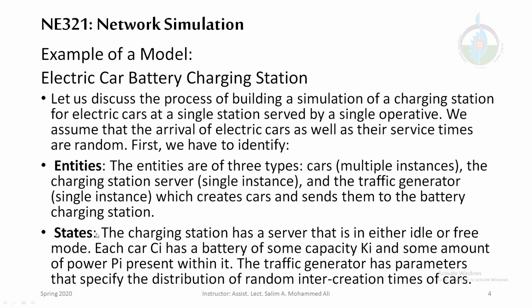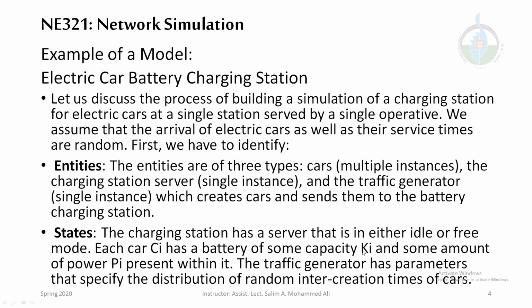These state variables are very important. If you are going to understand the system properly, you have to put the variables and understand the system and see what the variables are in the system. In this situation, we have three variables, like Ci, the car battery, of some capacity, like 50 kilowatt or 25 kilowatt.